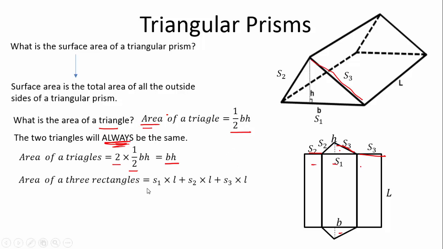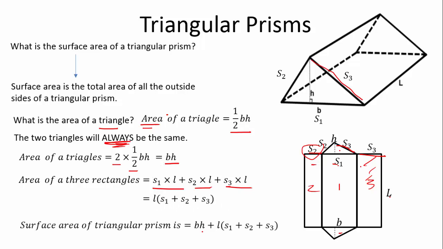So what are the area of the 3 rectangles? This area here is S1 times L. You can see that over there. This area 2 is S2 times L. That's over there. And this one here is S3 times L. And that's this one over here. The L is a common factor, so we can take it out. And L, S1 plus S2 plus S3. So the surface area of a triangular prism is the base times the height of the 2 triangles, and then the length times S1, S2, and S3.